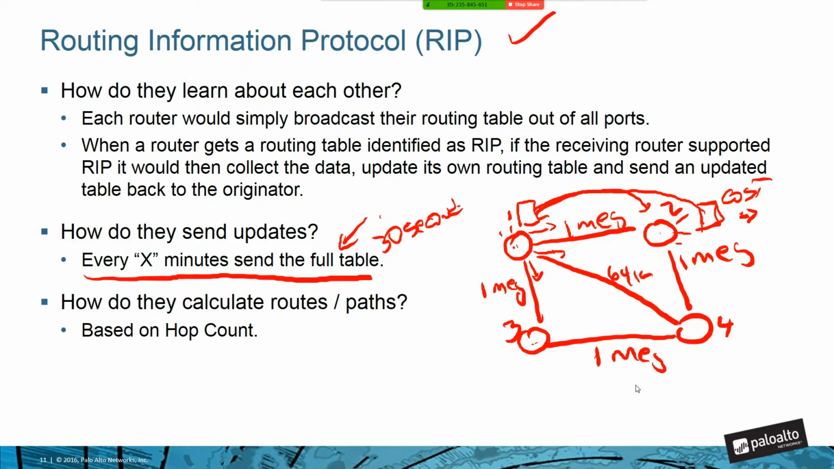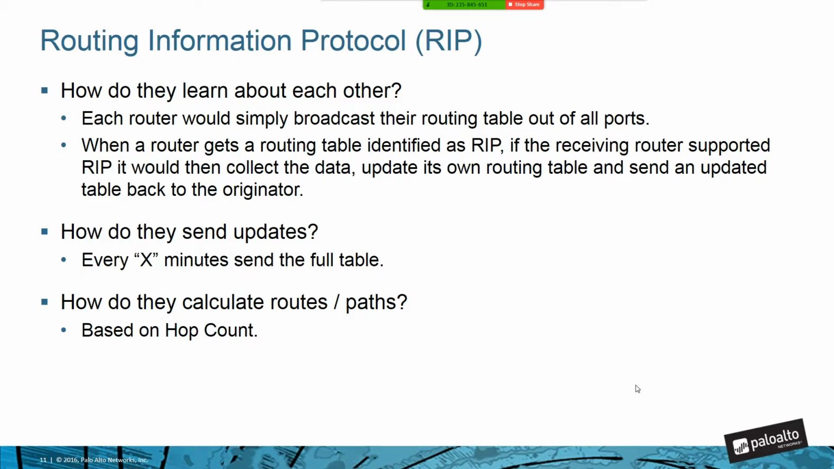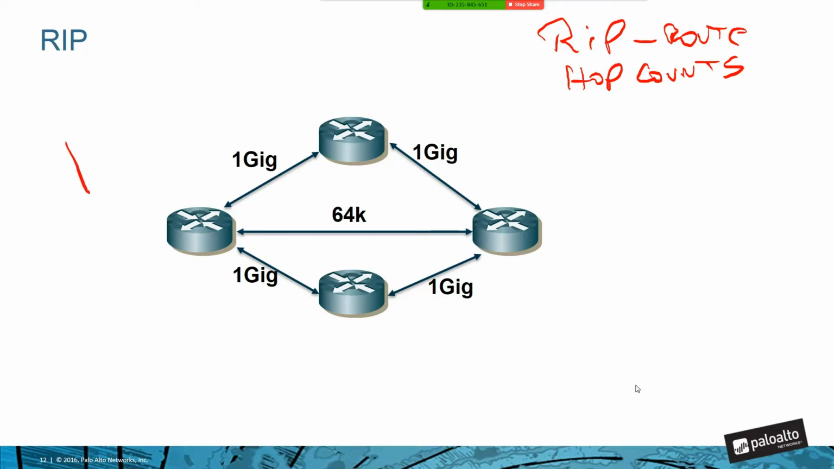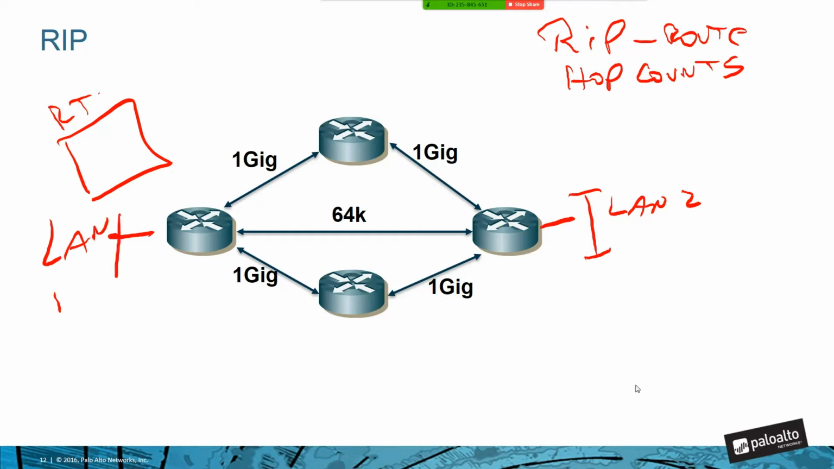The other thing that became pretty interesting on RIP was how it calculates its route. RIP was very unique about that. So let's take a look at this. The algorithm, which is really not very complex, for RIP to calculate a route was based on hop counts. So as it builds the table, here's my routing table, and let's just say I have LAN 2 here, and right here I have LAN 1.